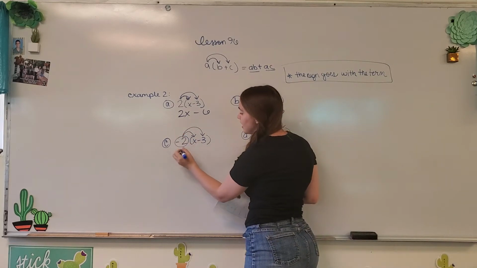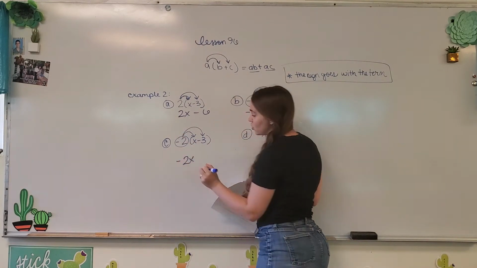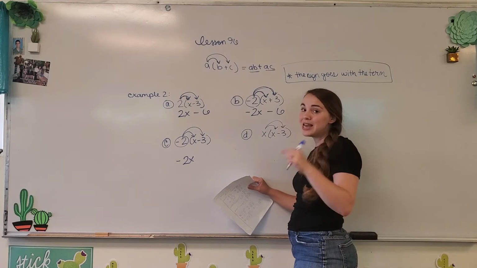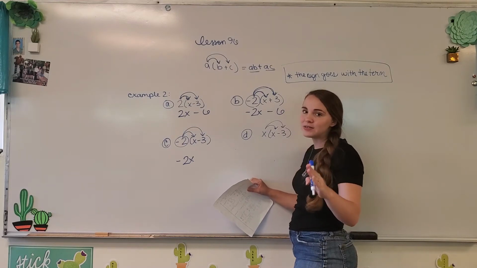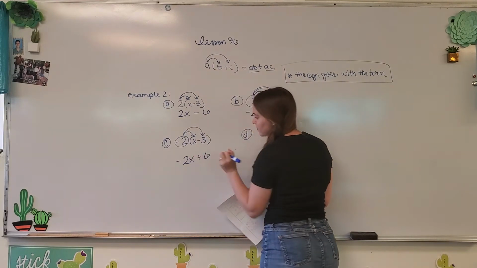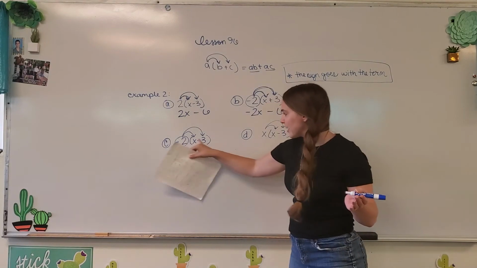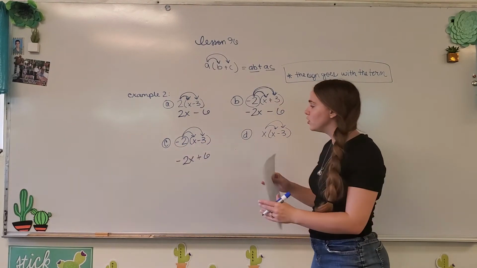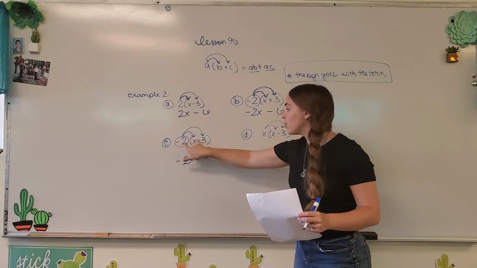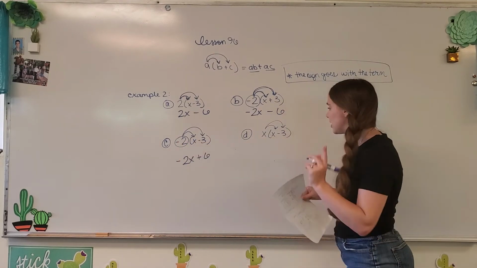Now over here, negative 2 times x is negative 2x. Negative 2 times negative 3 is positive 6, because they're both negative when you multiply them. So you can't just say, oh, that's minus 3. They're both negatives when you multiply. So make sure you take the sign.